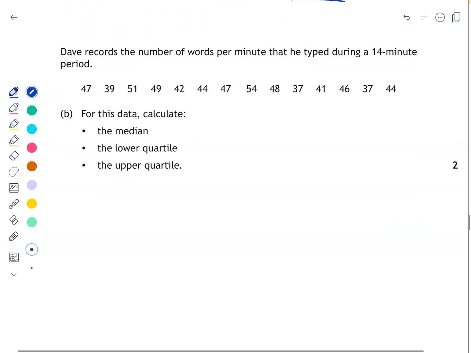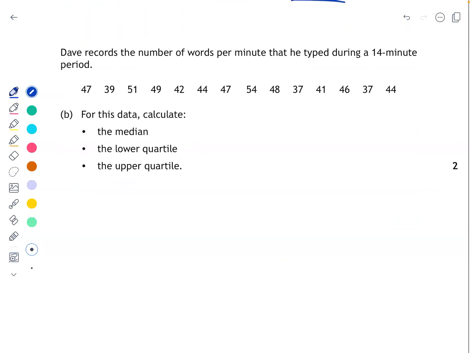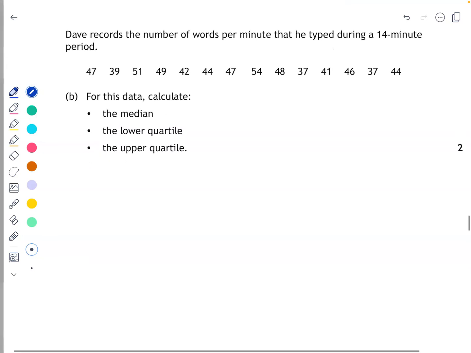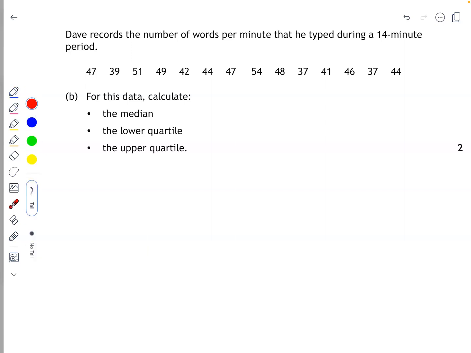Alright, so Dave records the number of words per minute that he typed during a 14-minute period. And we've got 14 data points there, each words per minute. For the data, calculate the median, the lower quartile and the upper quartile. So to do this, we need to order the numbers. So you need to go through all the numbers here and put them in order. This takes a bit of time because there's 14 numbers to order, so just take your time with this.